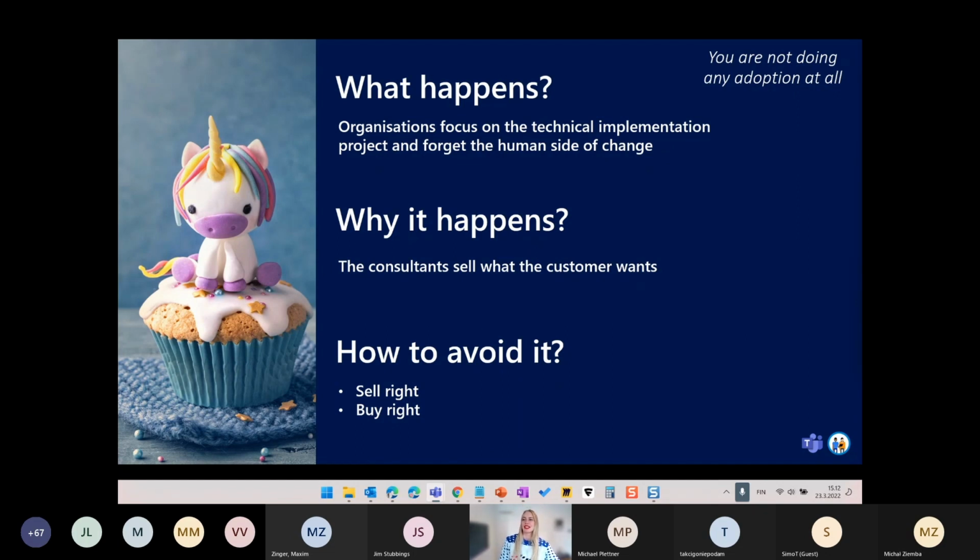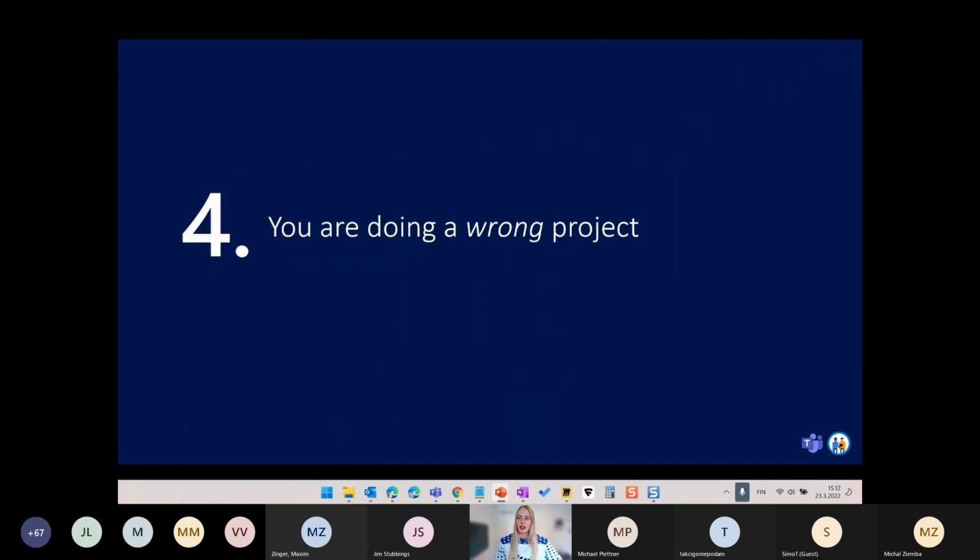Steve said in the chat that he has never heard that customers don't know what they want. I actually have a couple more examples of that later on. So let's see if Steve gets more information from that one. Okay, but we must move on.